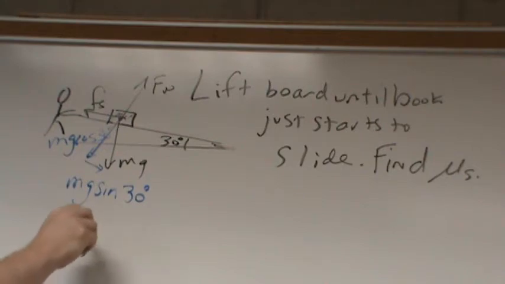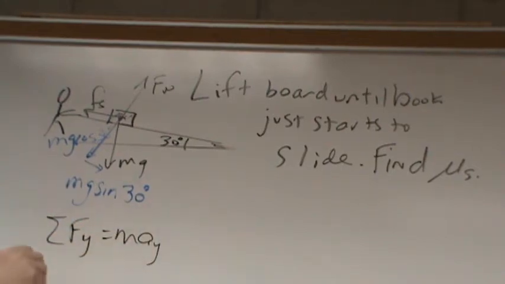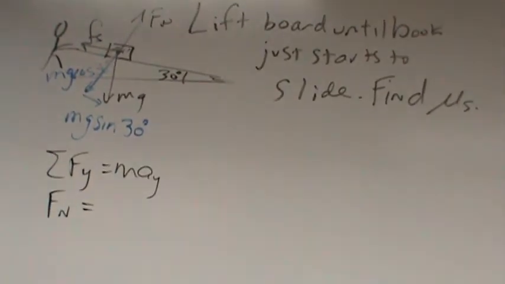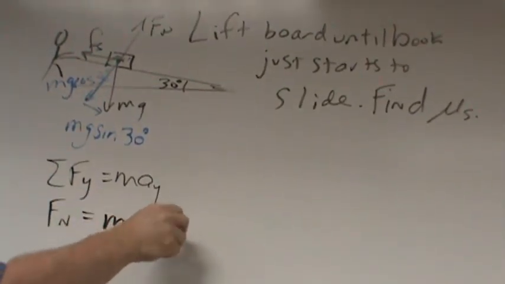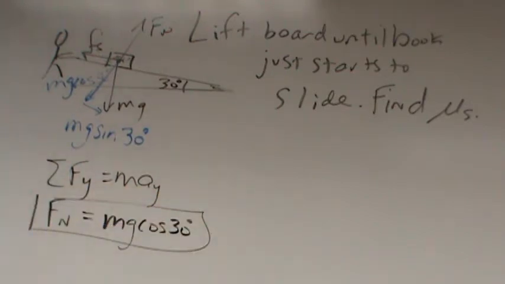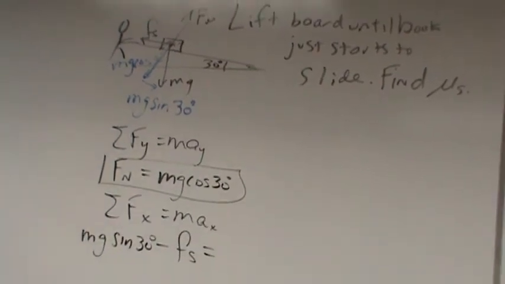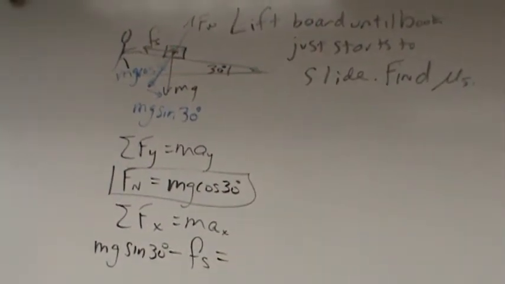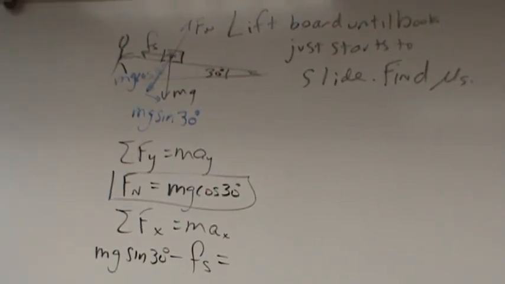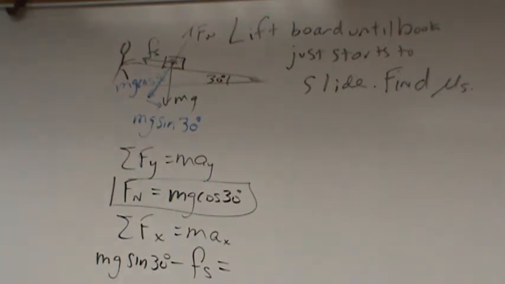I do sum of the forces in the y direction equals may. And just as the other two times, my normal force ends up being mg cosine of the angle. And now let's go ahead and do the x direction. Sum of the forces in the x direction equals max. So I've got mg sine of 30 degrees minus f sub s equals, if something is just starting to slide, that is, it breaks the bonds, but it hasn't started moving yet, what do we in this class designate its acceleration as? 0. Yeah, good for you guys, 0.